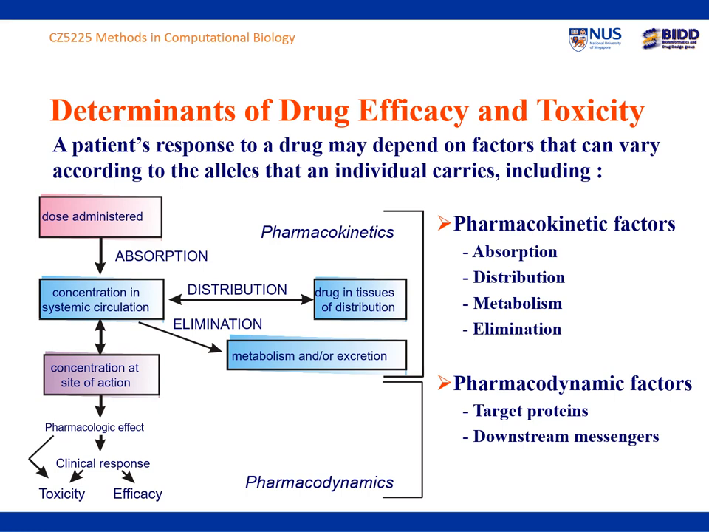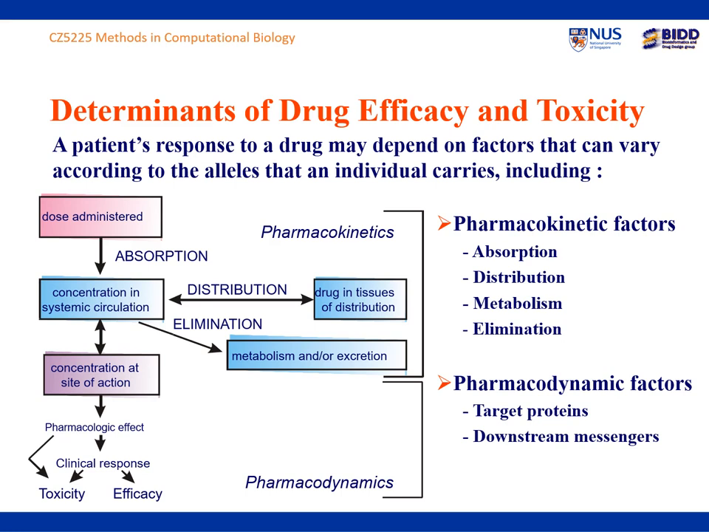When the dose is administered, it is absorbed in the patient's body. Then comes the concentration in systemic circulation, that is, when the drug is administered, its concentration is maintained in the blood. Then the drug is distributed to the tissues. It reaches the tissue via blood circulation. Later on, it is eliminated from the body. It is metabolized by the liver, and then it is excreted.